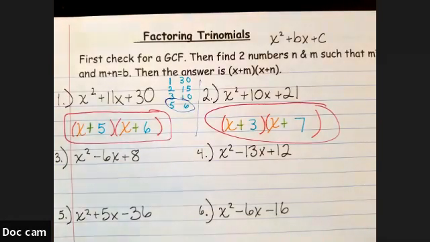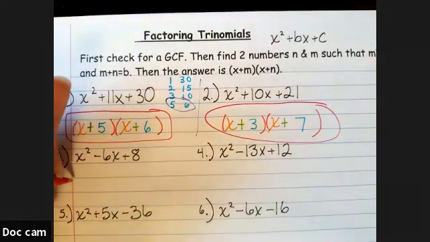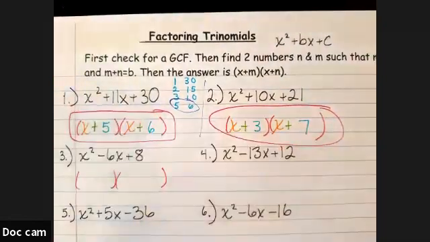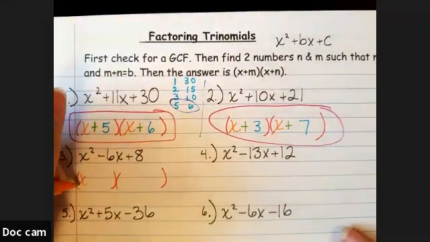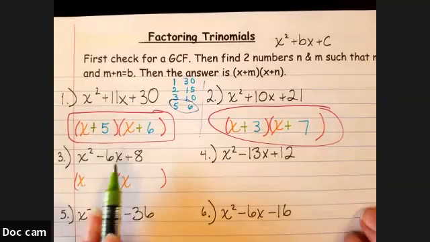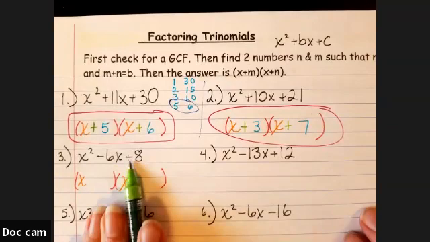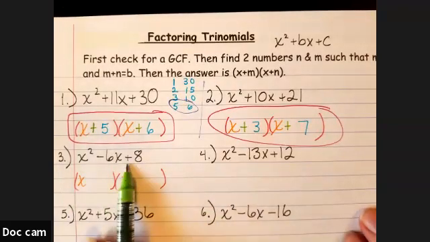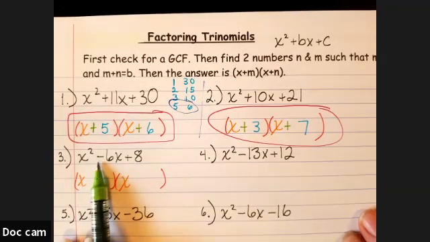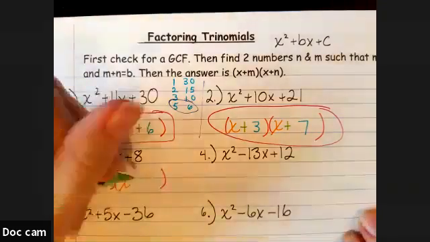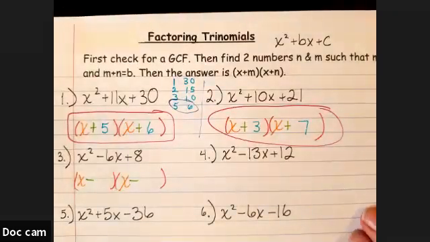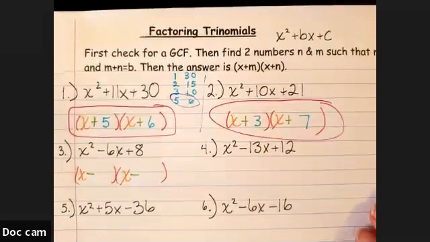Number 3, same thing. Let's do the 2 sets of parentheses, then do the 2 x's, and then we're looking for 2 numbers that multiply to 8 and add up to negative 6. They're multiplying to a positive, which means they have to have the same sign. If they're going to add up to a negative, that must be 2 negatives. So we're figuring out what 2 numbers multiply to 8 and add up to 6. That would be 4 and 2.